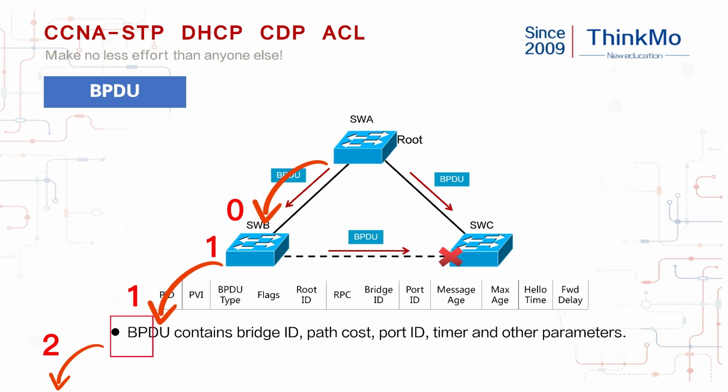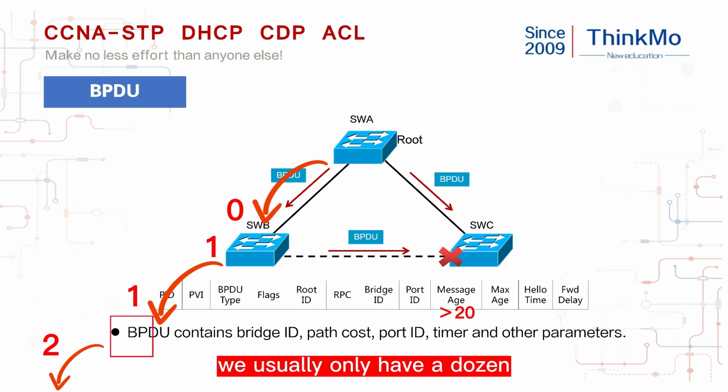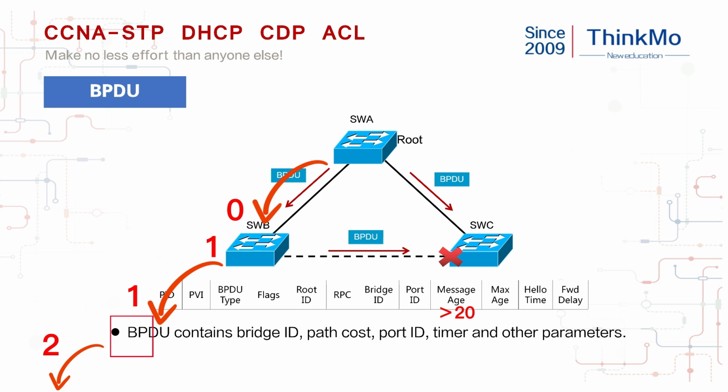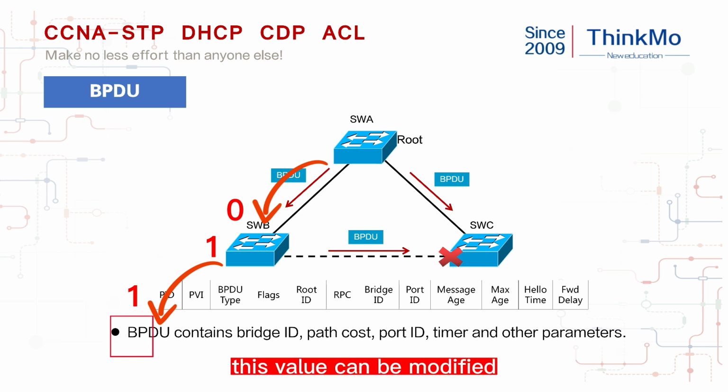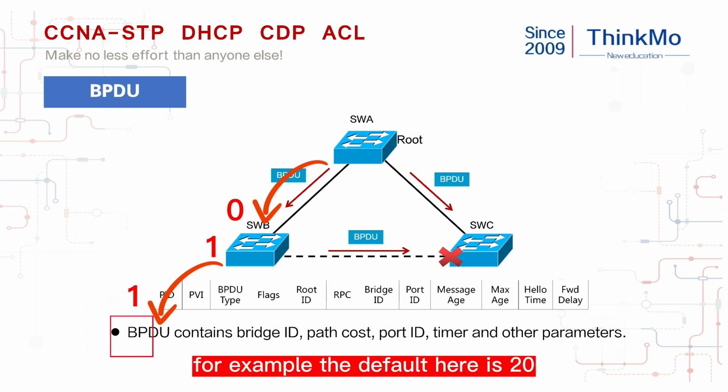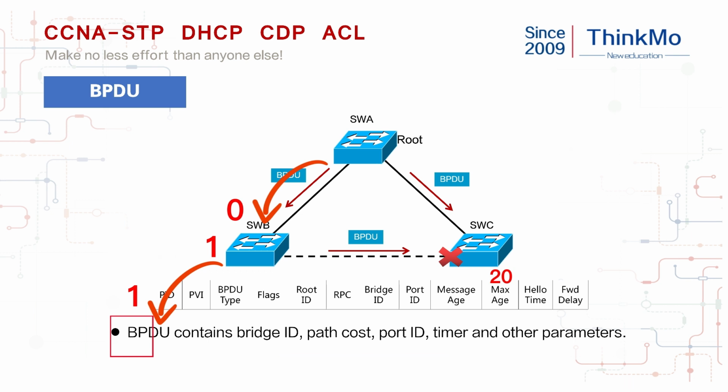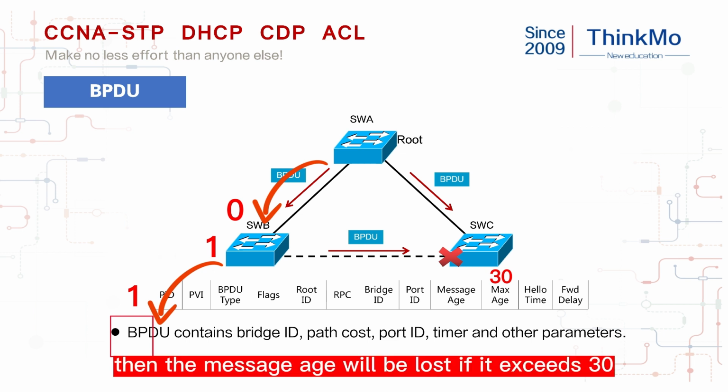For a message, if this value exceeds 20, the message will be discarded. Usually when we build a network, will there be 20 devices forwarding like this? We usually only have a dozen. If it is longer, the whole topology is relatively less reliable. This value can be modified in max age. For example, the default here is 20, so at 20 it drops. If you change this to 30, the message will be discarded only if the message age exceeds 30.